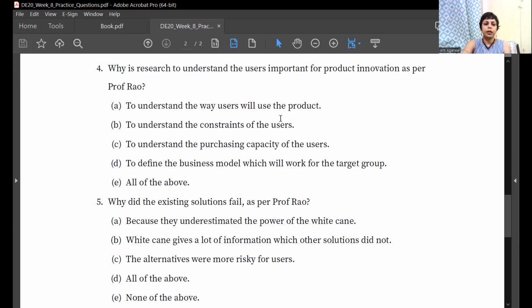Before you can start to design a new product, which is going to improve upon an existing product, you need to be very clear about the way in which users are using the existing product. Because you may have designed the product to be used in a certain way, but are the users also using it in that way? That is a very big question.